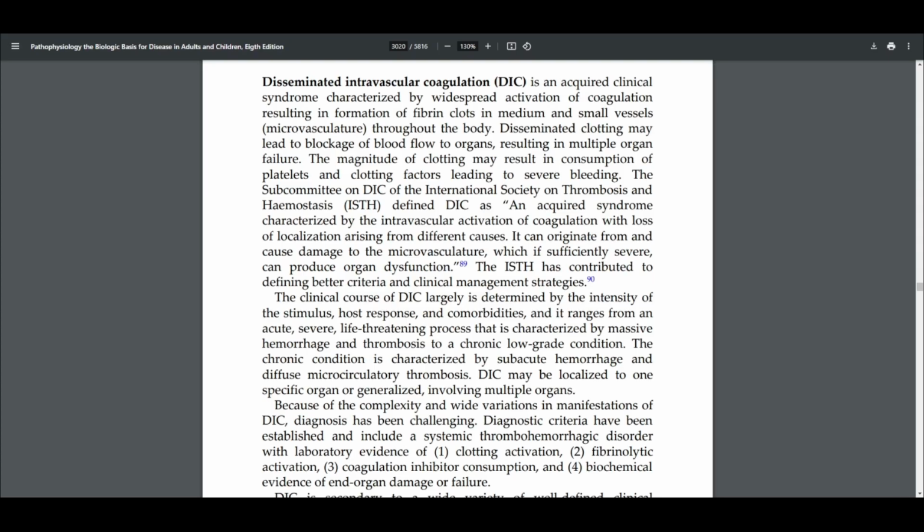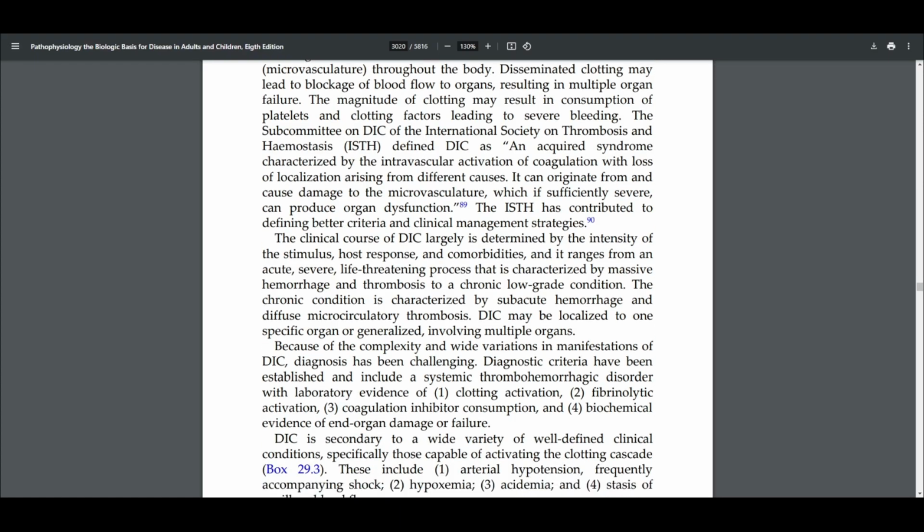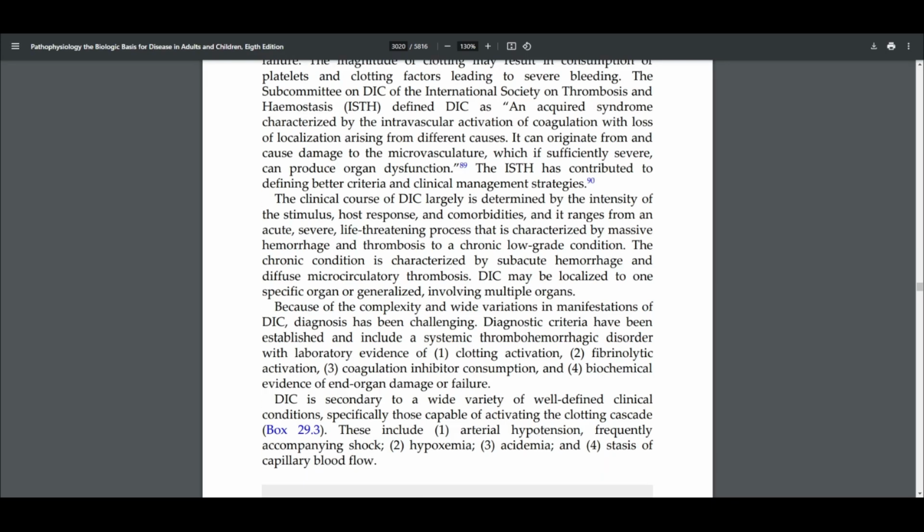leading to severe bleeding. The Subcommittee on DIC of the International Society on Thrombosis and Haemostasis defines DIC as an acquired syndrome characterized by the intravascular activation of coagulation with loss of localization arising from different causes. It can originate from and cause damage to the microvasculature, which, if sufficiently severe, can produce organ dysfunction. The ISTH has contributed to defining better criteria and clinical management strategies.